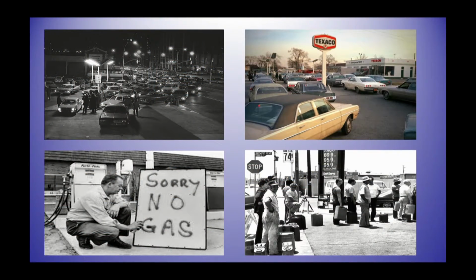Now, a modern day version of this is when a hurricane hits. You see the same type of situation. We control the price after the storm, and we get no gas. You get signs, sorry, no gas, or 10 gallons ration only.